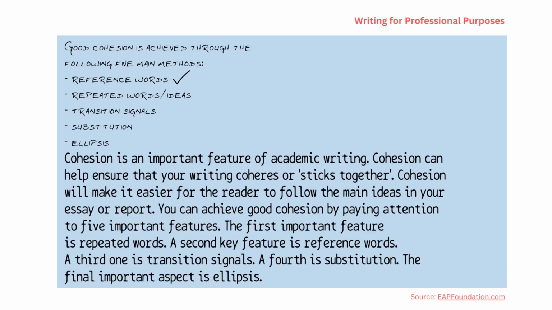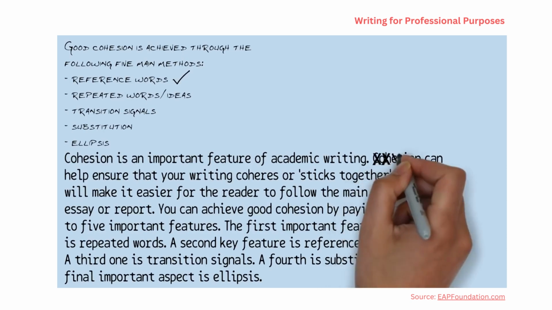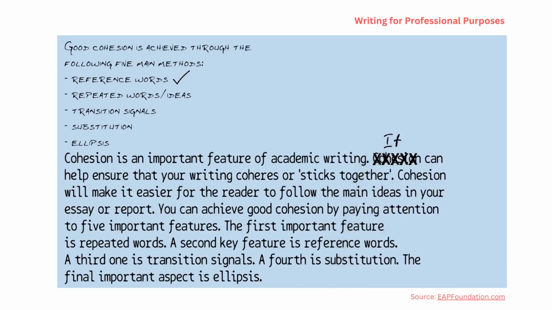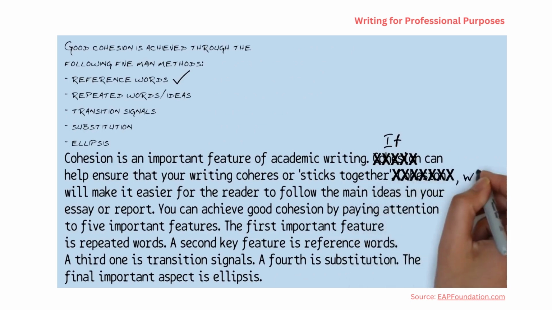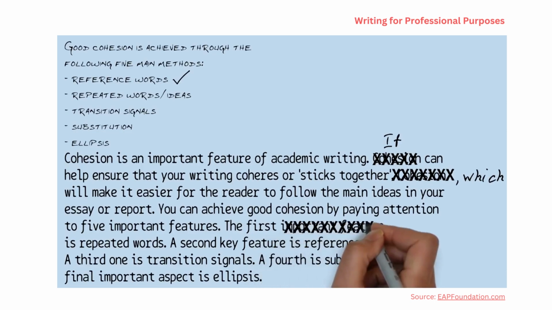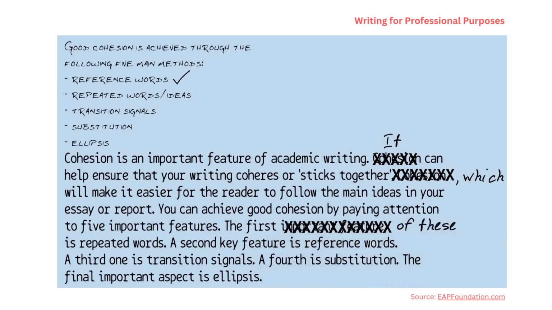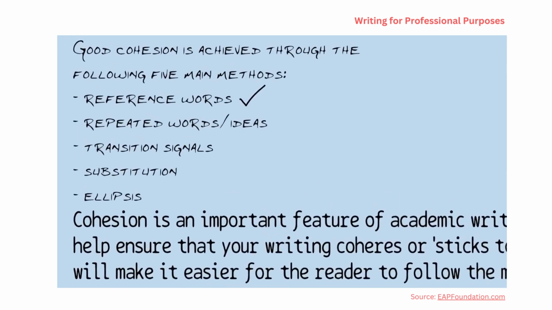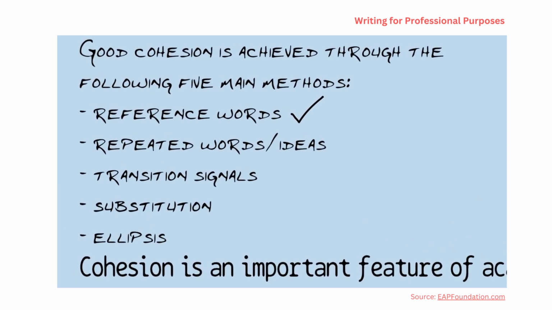Cohesion is an important feature of academic writing. It can help ensure that your writing coheres or sticks together, which will make it easier for the reader to follow the main ideas in your essay or report. You can achieve good cohesion by paying attention to 5 important features. The first of these is repeated words. A second key feature is reference words. A third one is transition signals. A fourth is substitution. The final important aspect is ellipsis. So those are 3 examples of reference words.